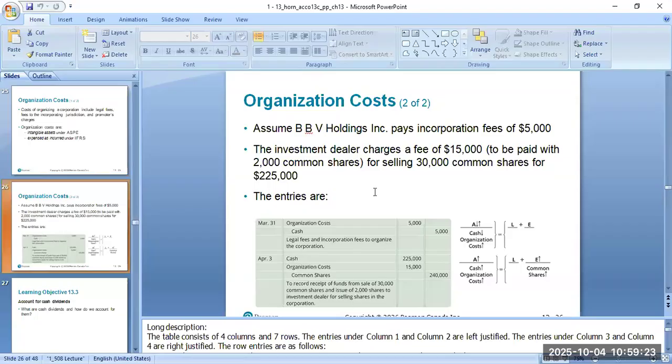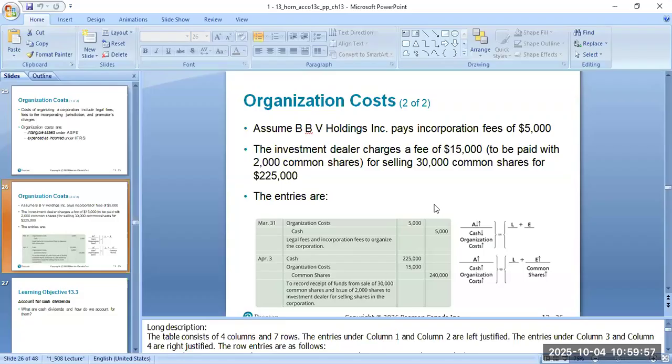So, how are we going to deal with the organizational cost? Organizational cost can be an incorporation fee. In the accounting standard for private enterprises, we're going to accumulate it in an account called organizational cost, and we're going to amortize it, whereas in a public corporation, we can directly expense it.